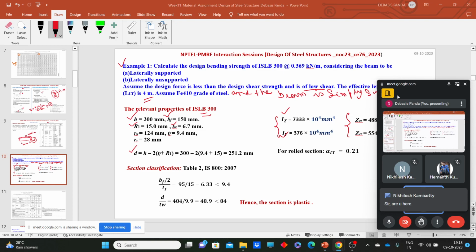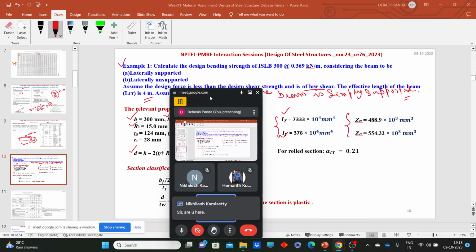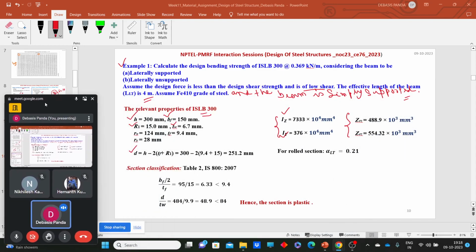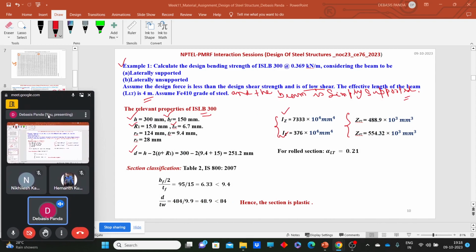Yes, actually I lost the connection. Now it's reconnecting. Yes, I am there. Wait for some time. Actually, there is heavy rain outside, so there is fluctuation in the network. Okay, so am I audible? Can you confirm?